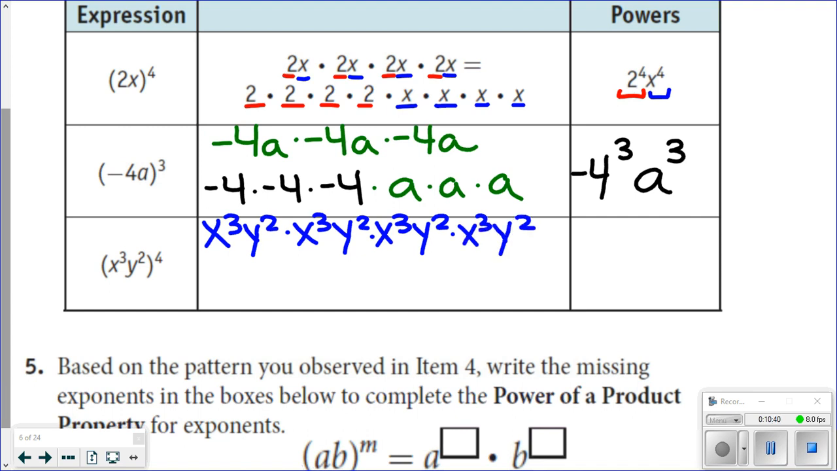So there's 4 of them. Now I'm going to expand out all of the x's. So 1, 2, 3. 1, 2, 3. And then I'm going to squeeze in the y's wherever I have room, which is just 2 of them. So y times y.